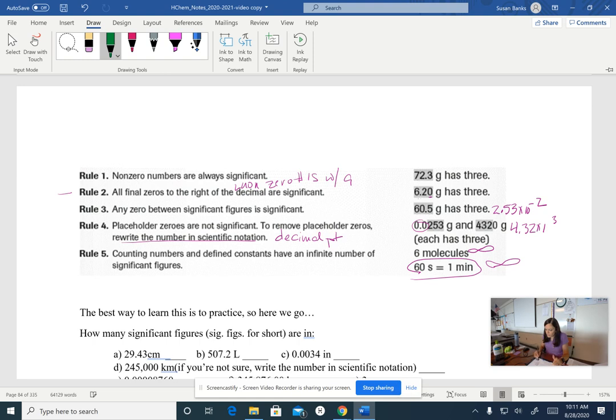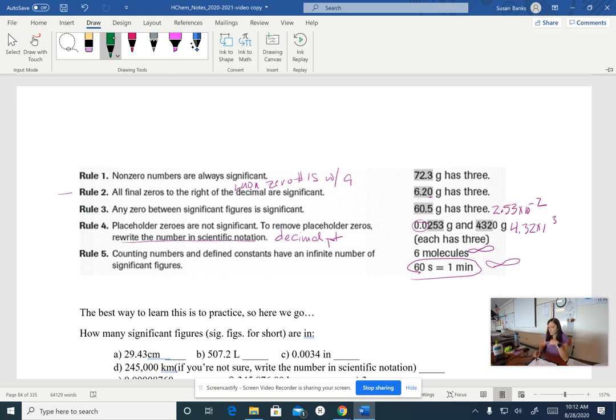Okay, so for example, on this first one, I have 0.0253. That 0, even though it is in a number with a decimal point, since it's to the left of the non-zero numbers, it is a placeholder number. It is not significant. So there will be 3 significant digits there, the 2, the 5, and the 3.